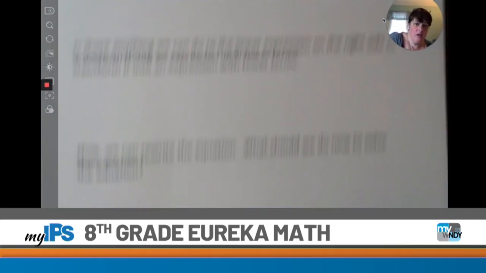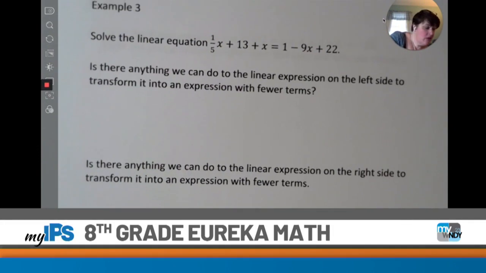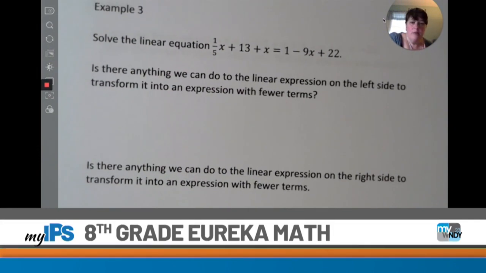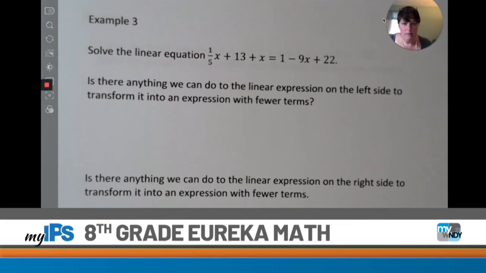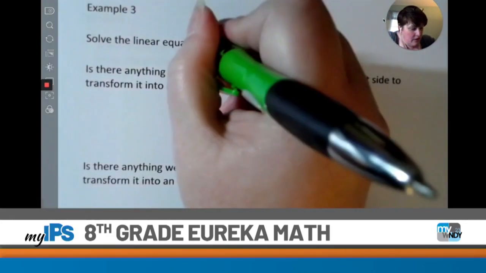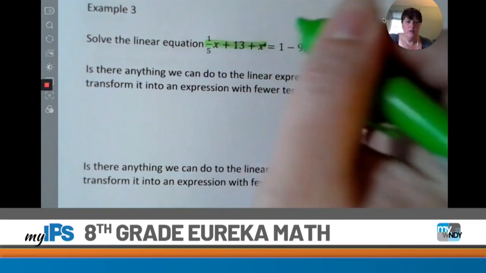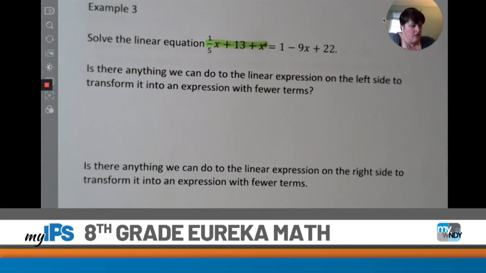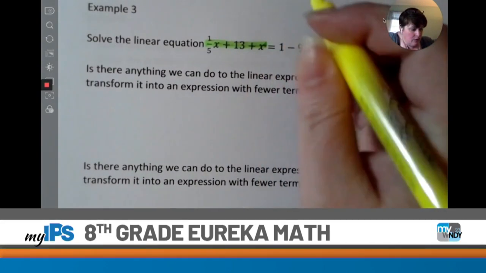Let's look at example 3 now. Example 3 looks a little bit more challenging, but I bet that we can work our way through it. All right, it says to solve the linear equation 1/5 x plus 13 plus x equals 1 minus 9x plus 22. Okay, that's a lot of information. I need to think about it, and I'm going to make my left-hand side and my right-hand side. So my left-hand side is 1/5 x plus 13 plus x. My right-hand side is 1 minus 9x plus 22.